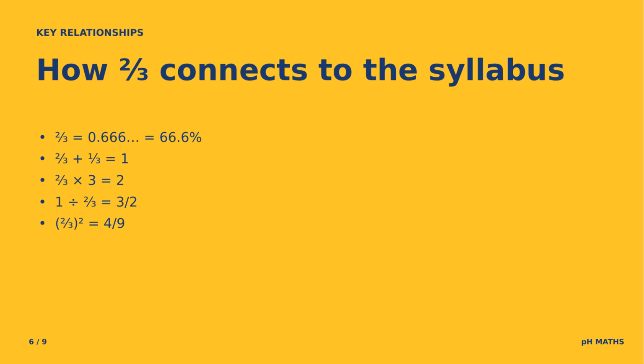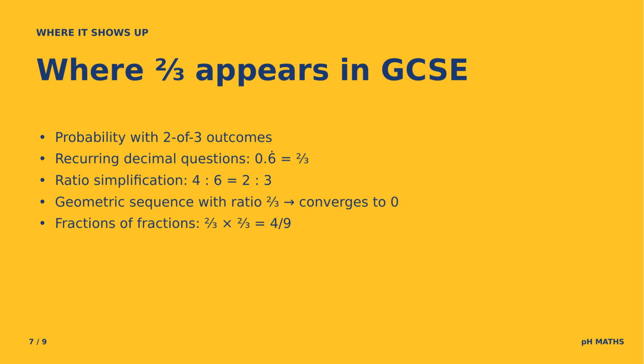at A level. Where 2/3 shows up in your exam: probability questions with 2 out of 3 outcomes, recurring decimal to fraction conversions, 0.6 recurring equals 2/3, ratio simplifications, 4 to 6 simplifies to 2 to 3, geometric sequences with ratio 2/3 converging to a finite limit, and fractions of fractions. 2/3 times 2/3 equals 4/9.